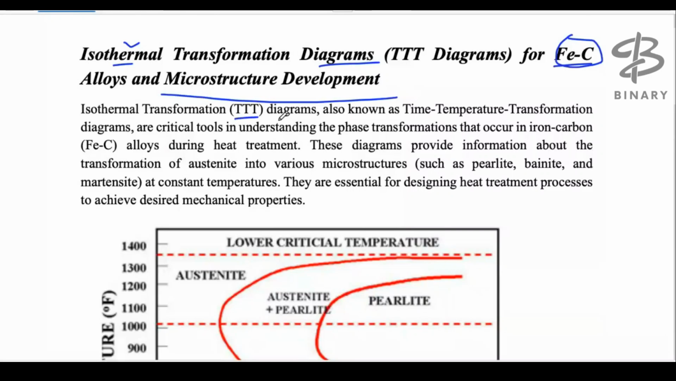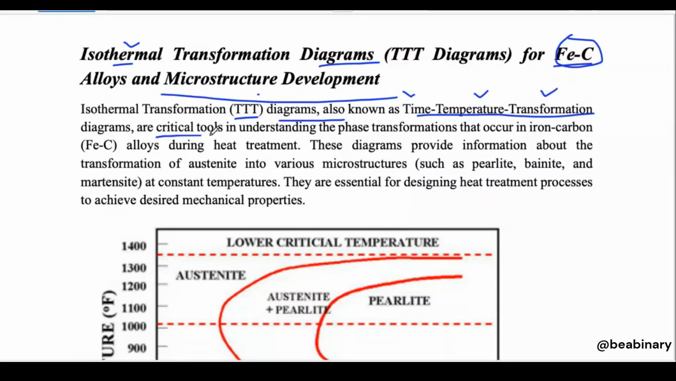Isothermal transformation is known as TTT diagram, also known as time temperature transformation. That's why it's known as TTT. Three T's: first one for time, then temperature, and transformation. Time, temperature, transformations.